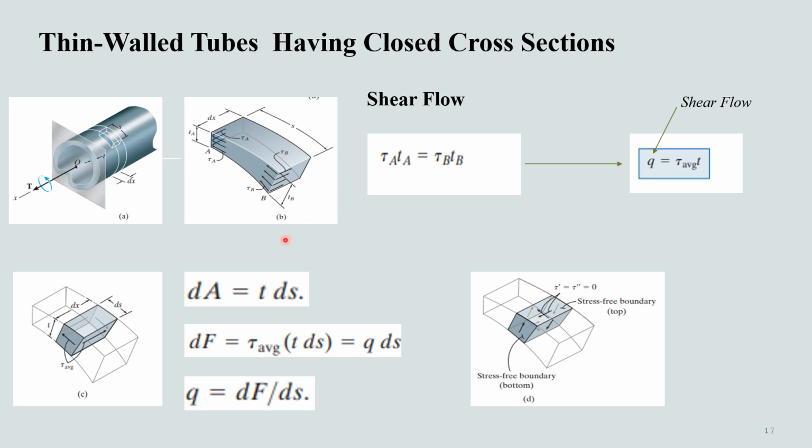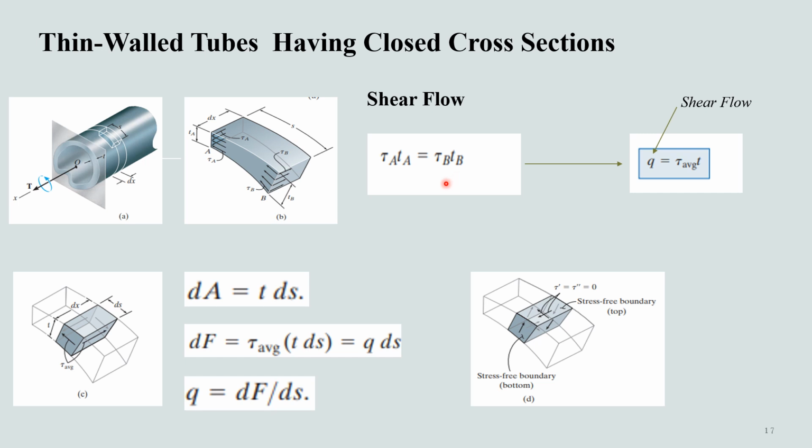Since these sides have a constant width dx, the forces acting on them are dFA equal to tau A times tA times dx, and dFB equal to tau B times tB times dx. Equilibrium requires these forces to be of equal magnitude and direction, so we come up with this equation: tau A times tA will be equal to tau B times tB.